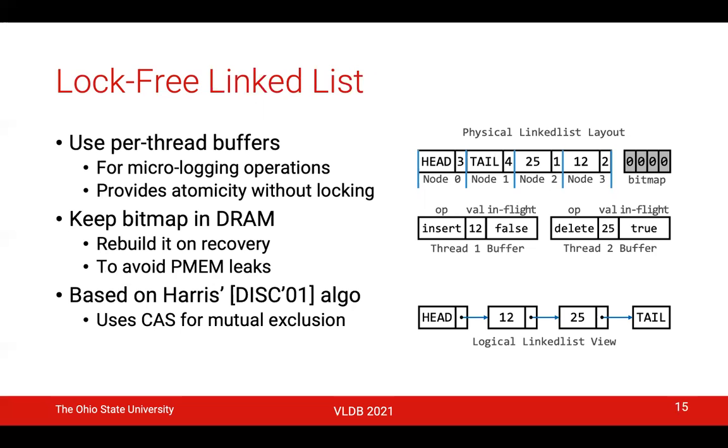So the idea is to use per-thread buffers to record the status and information of an operation. If there is a crash before the operation is completed, on recovery, we use the information in the buffer to complete the interrupted operations. An important part of the design is to keep the bitmap in DRAM and rebuild it in recovery. This helps prevent persistent memory leaks.